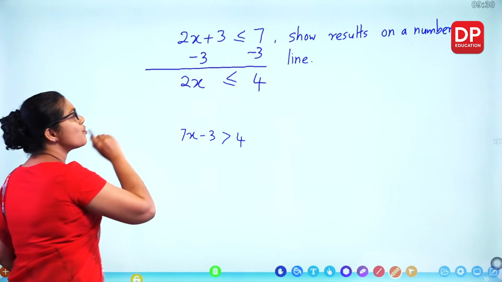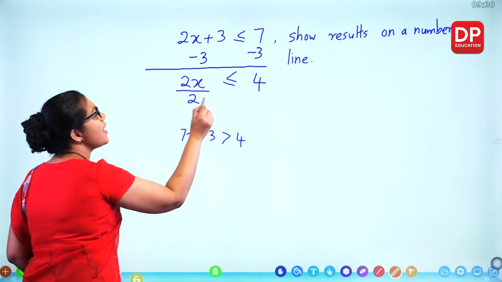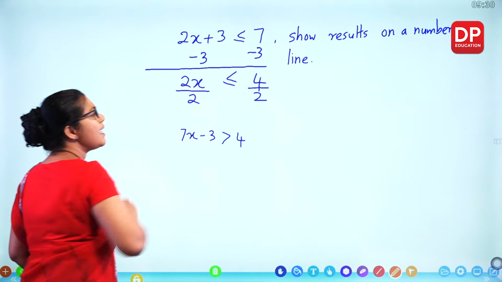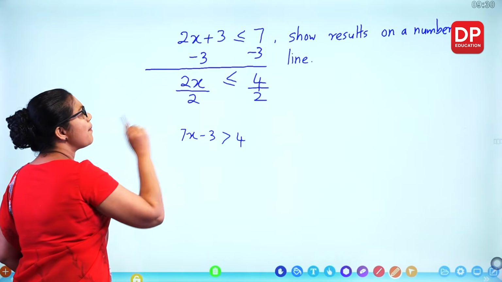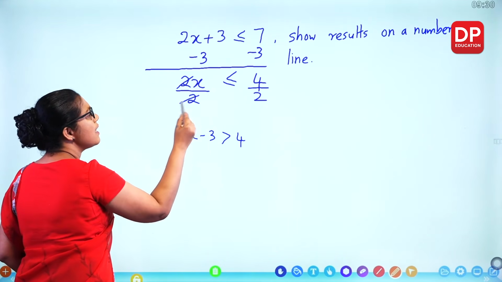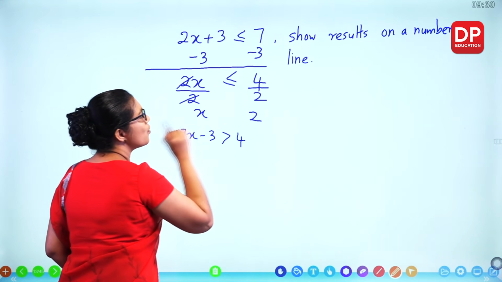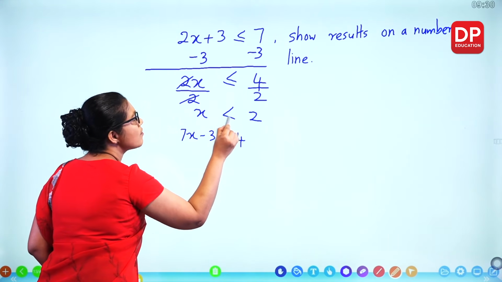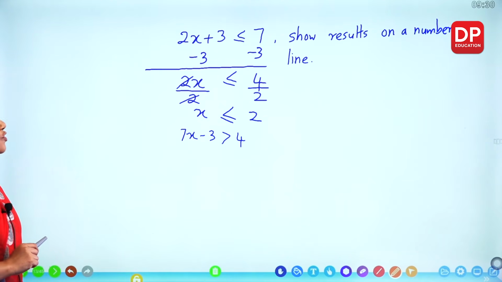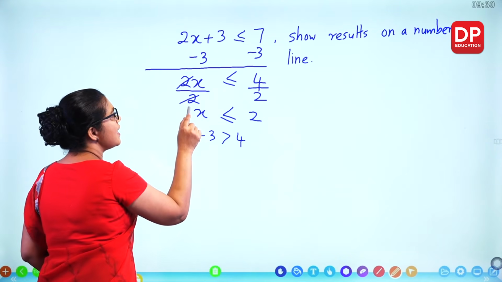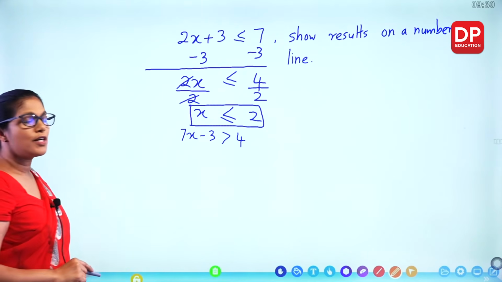So there's extra 2. What do we do to get rid of this 2? I can divide both the sides by positive 2. So when I divide this by 2, what happens? 2 gets cancelled out and you get x here. 4 divided by 2 is 2. So the sign is not changing because we divide by a positive number. So here what can we say? You get x less than or equal to 2.